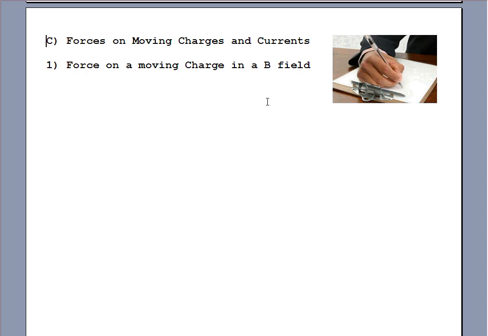Okay, well, let's start splitting this up. If part C is going to be the section for two days, then part 1 is going to be just that first half. Let's look at the force on a moving charge in a B field. Okay, and you can see from my little picture there, it's going to be time to take some notes again. So we'll scribble some stuff down.